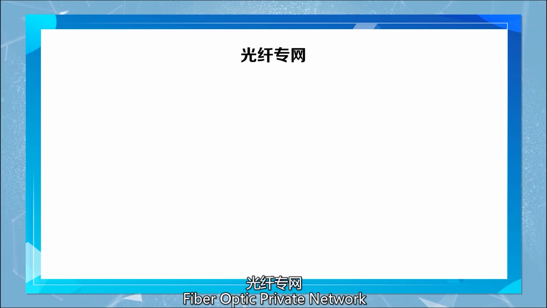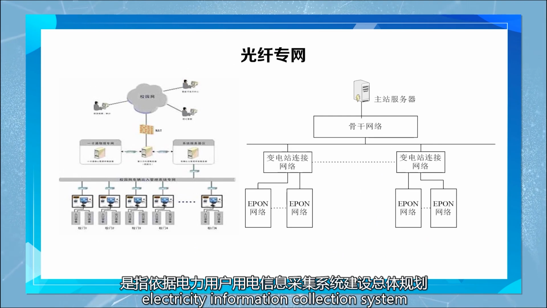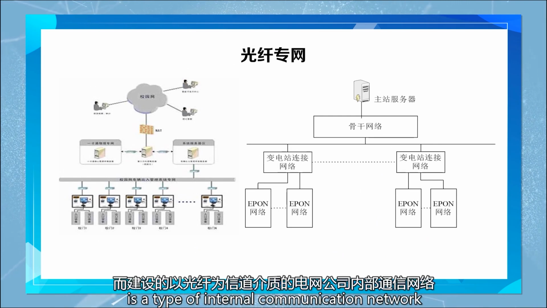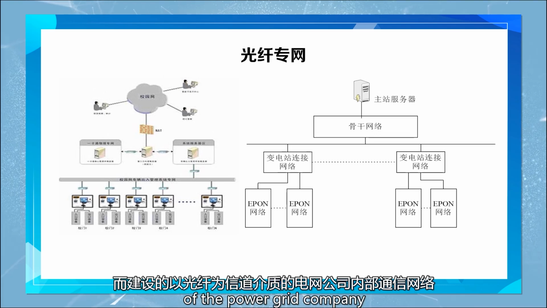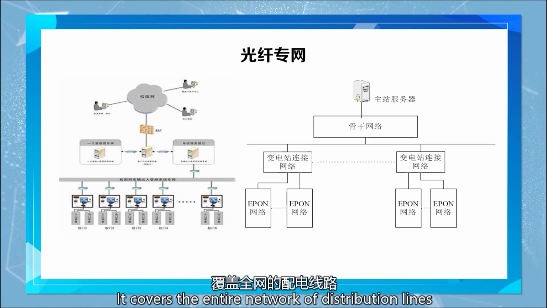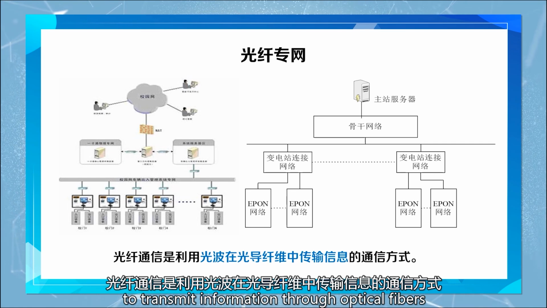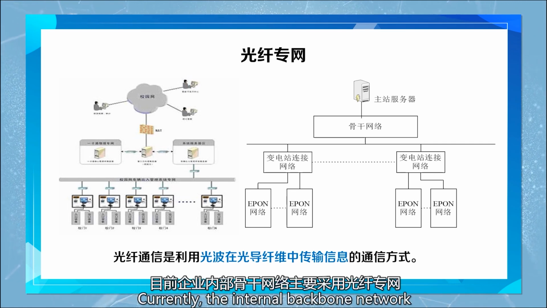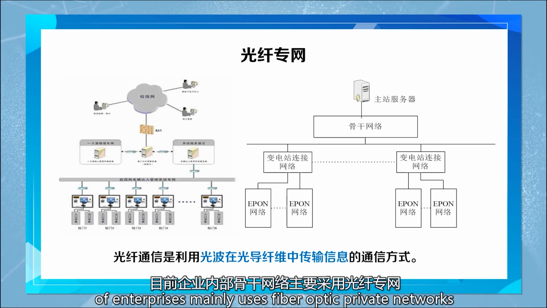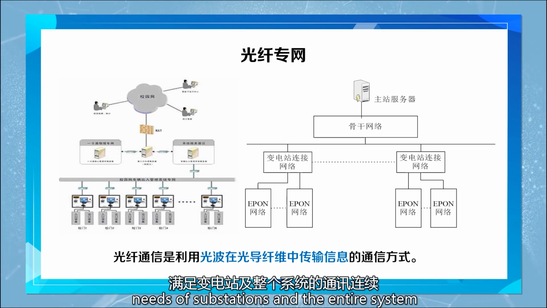Fiber optic private network refers to a network constructed for the power users' electricity information collection system based on the overall plan. It is a type of internal communication network of the power grid company using optical fiber as the channel medium. It covers the entire network of distribution lines. Fiber optic communication uses light waves to transmit information through optical fibers. Currently, the internal backbone networks of enterprises mainly use fiber optic private networks to meet the continuous application needs of substations and the entire system.